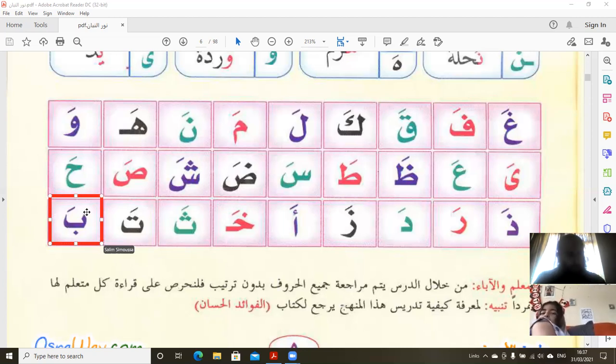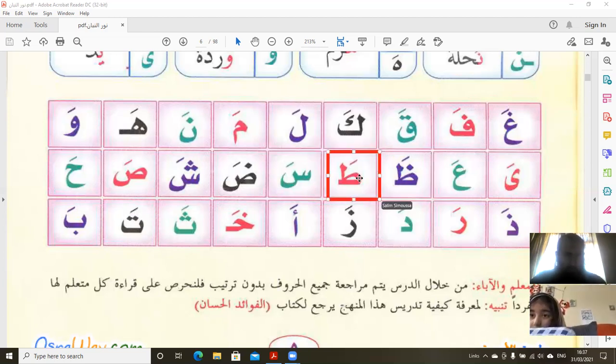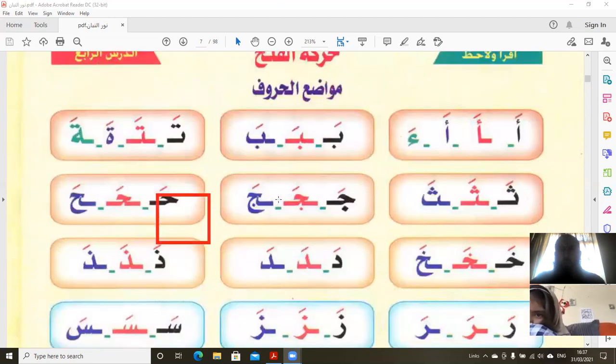Ba. Perfect. Okay, now you know most of them, okay? This one is, we do only four and we go to Do. Da, good. Da. This one is? Do. Da. This one is? Do. Da. And this one is shop. Yeah. Okay, now here we go for the next page, yeah?